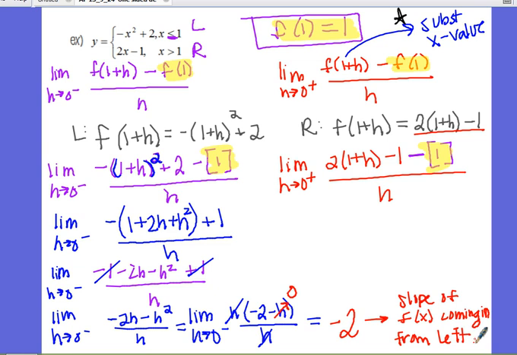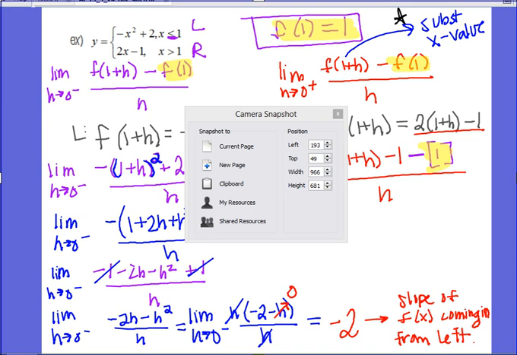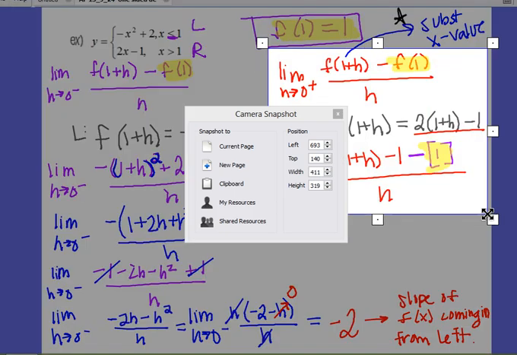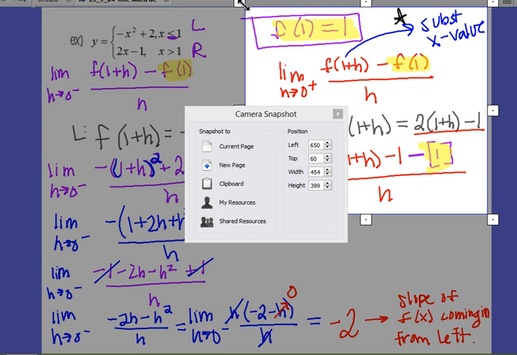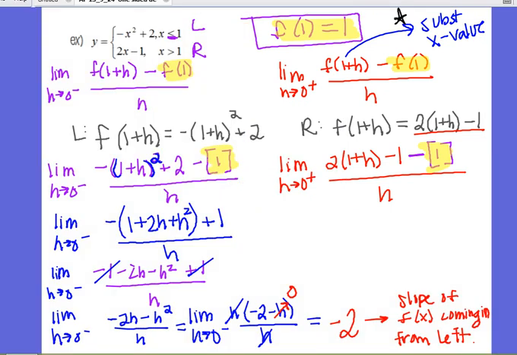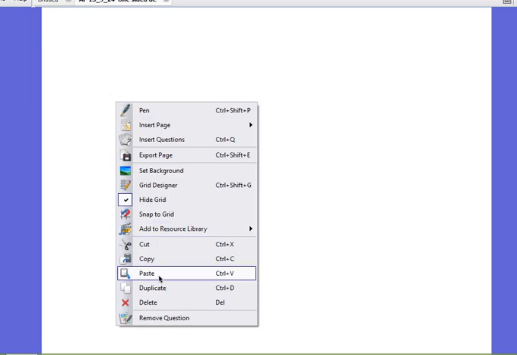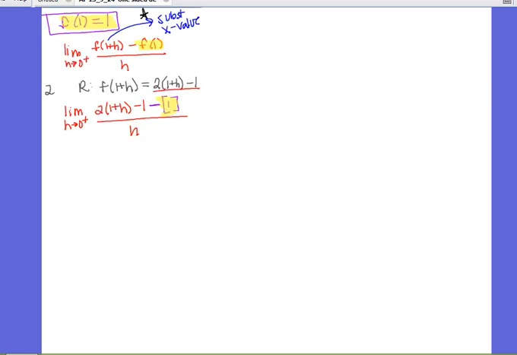Alright, so now we've got to do the right. Now I ran out of space, so let's take all of this. There we go. So all I'm going to do now is simplify the right side. So this side's a little bit easier in terms of the simplifying process.